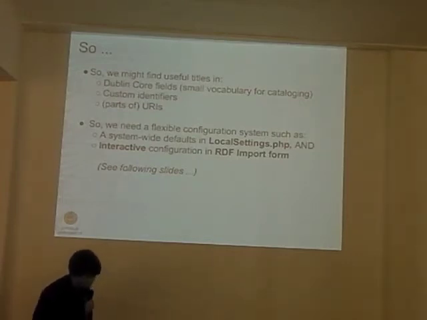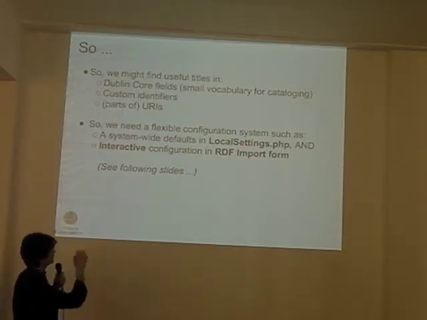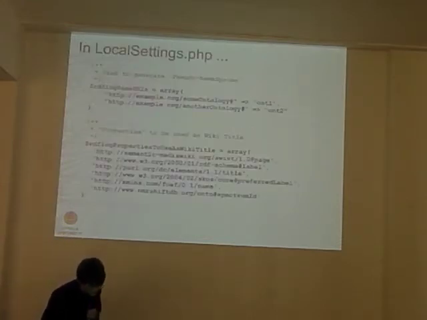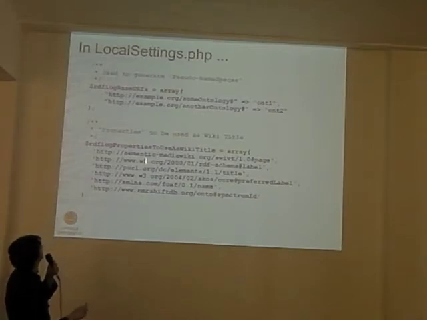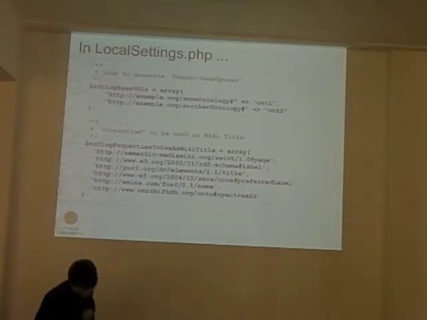And how to do that technically? Well, we're doing it both as a default setting in local settings and in an interactive form. So in local settings, you can specify something that is a pseudo namespace, so that triples that look like this will be split here, and it will create the pseudo namespace named this, replacing this long URI with this string. And then you can also say that these properties will be used to choose a title.